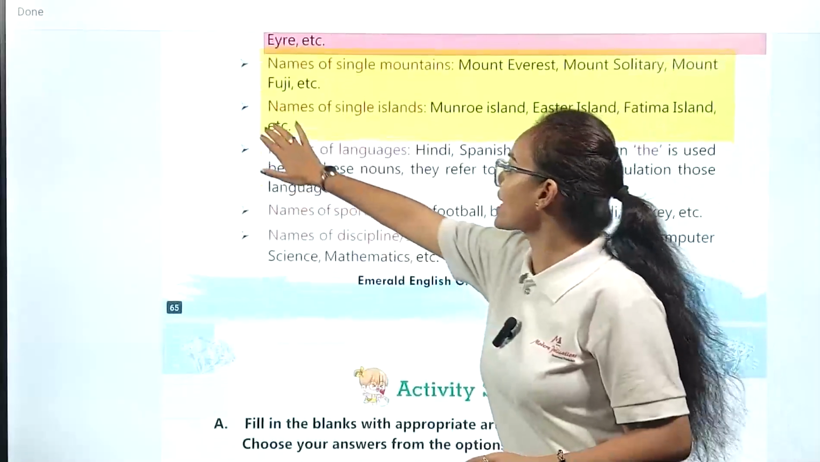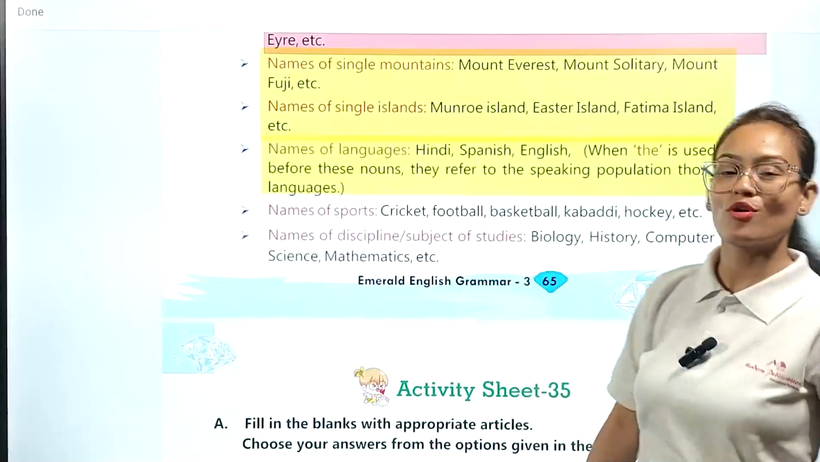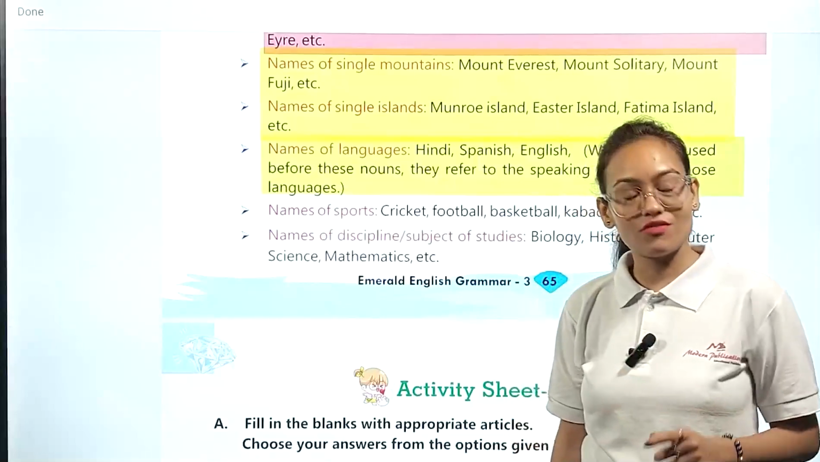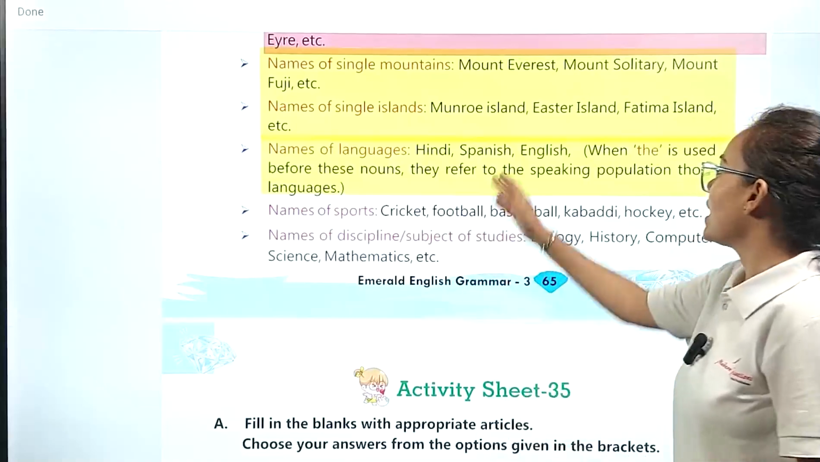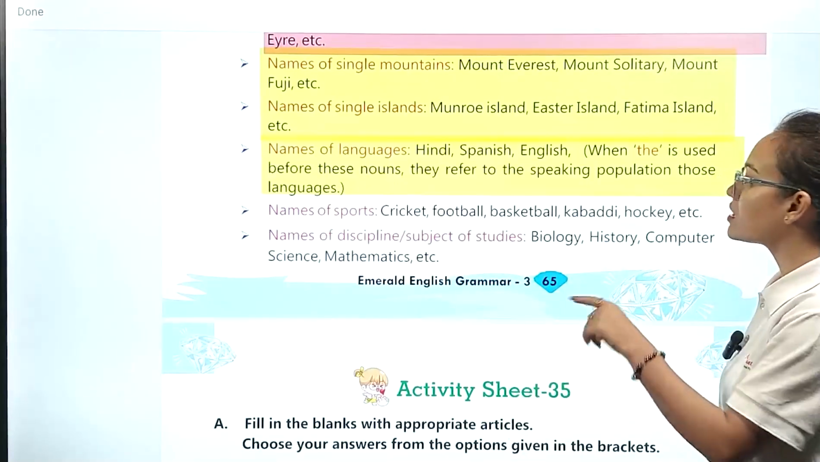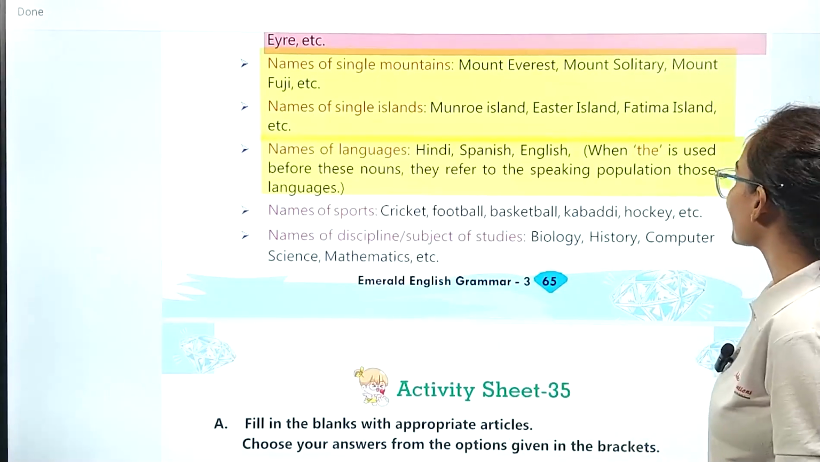Whenever we are talking about the languages, yes, very important point. Whenever we are taking the name of languages, we are not going to add the article "the" in them. Hindi, Spanish, English. When "the" is used before these nouns, they refer to the speaking population of those languages.